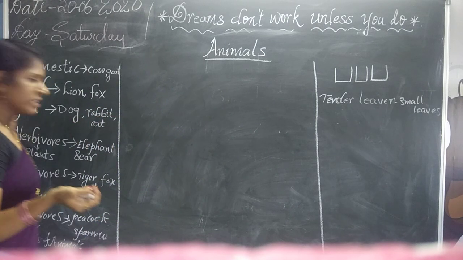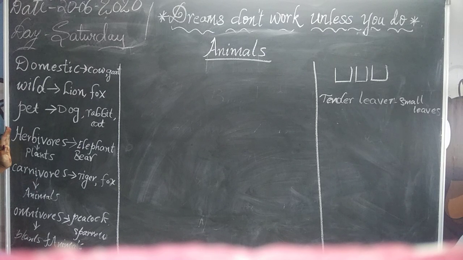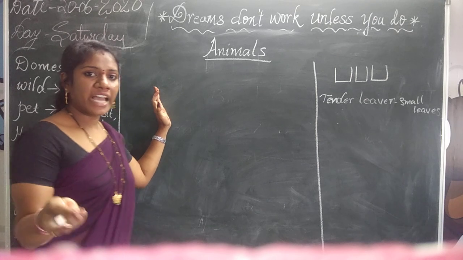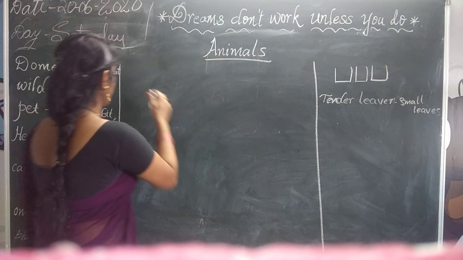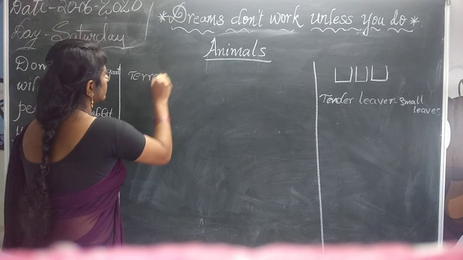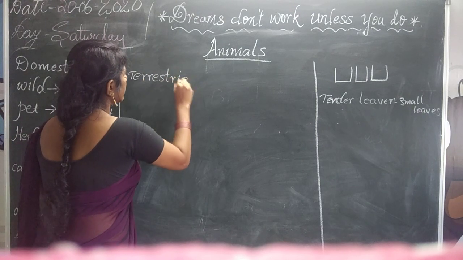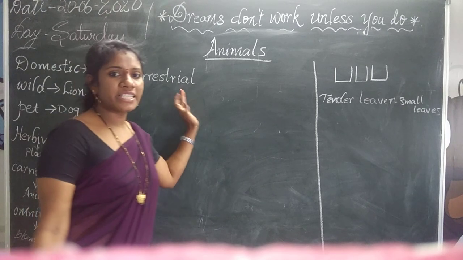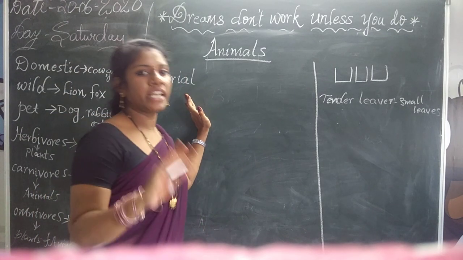Here, depending upon their food habits, we divide these animals as herbivores, carnivores, and omnivores. And by living conditions, we divide the animals into four types. Terrestrial animals. What is this word? Terrestrial. Okay. Terrestrial means the animals that live only on land.